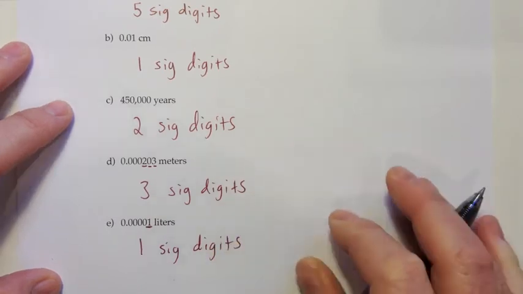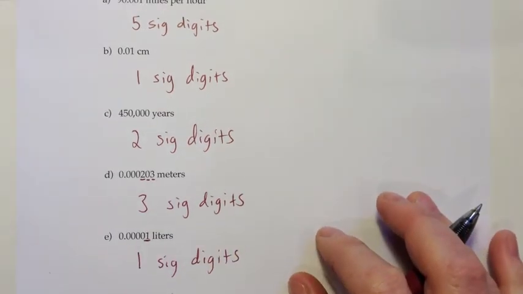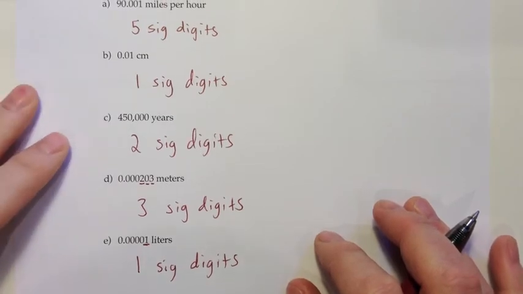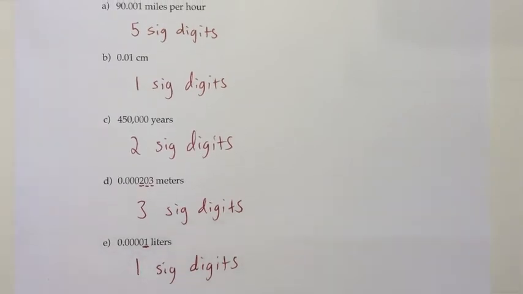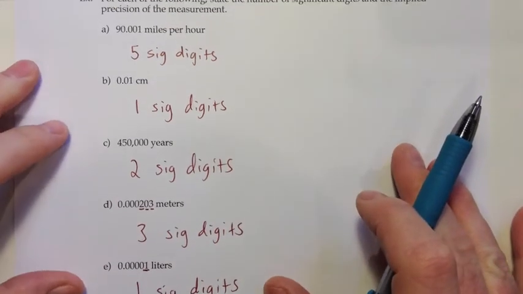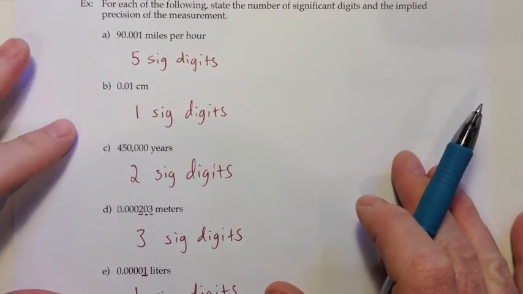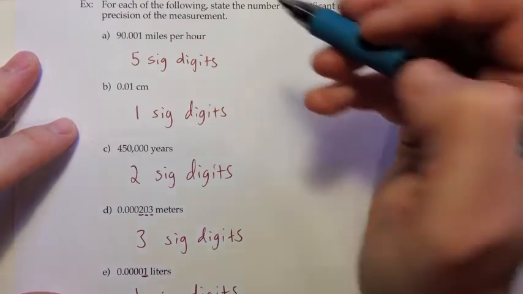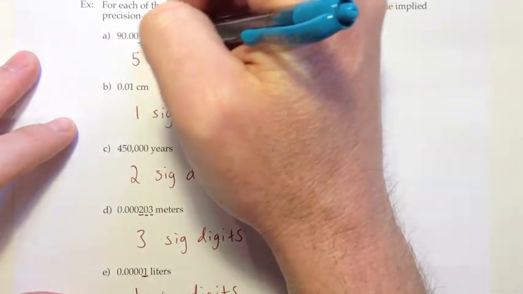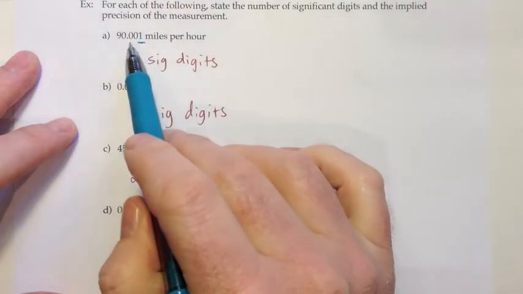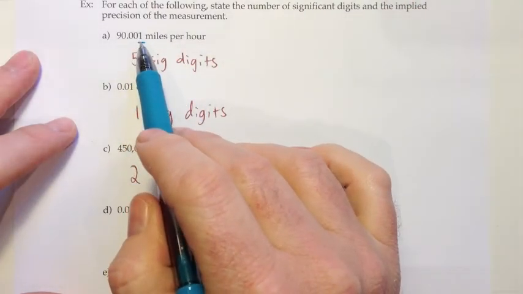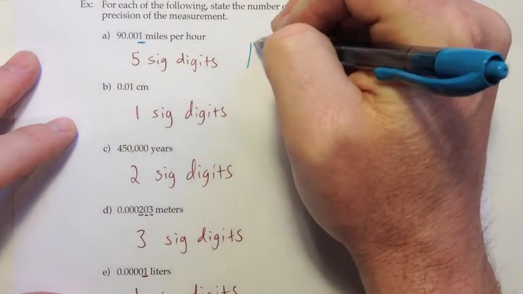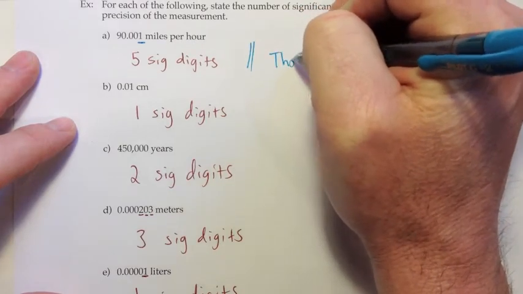So those are all the different kind of cases that we talked about up above for significant digits, but this problem also asks us to talk about the implied precision, so I'm going to do that too. When you're thinking about the implied precision, you're just going to put the place value of the last significant digit. So the last significant digit here was the 1, and that was in the tenths, hundredths, thousandths place. So the precision would be the thousandths place.